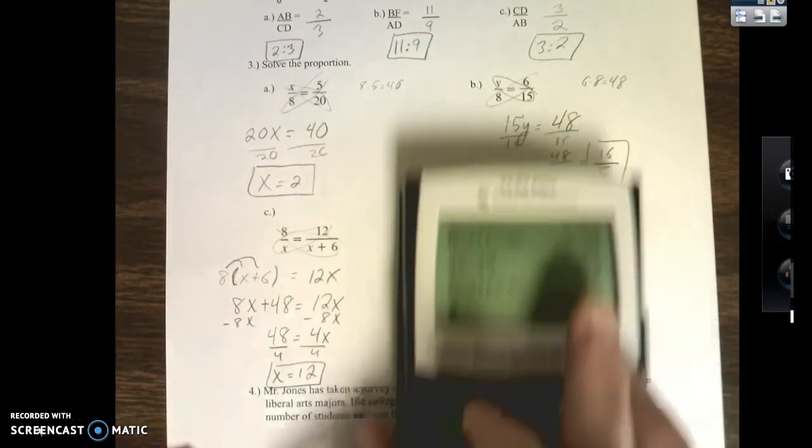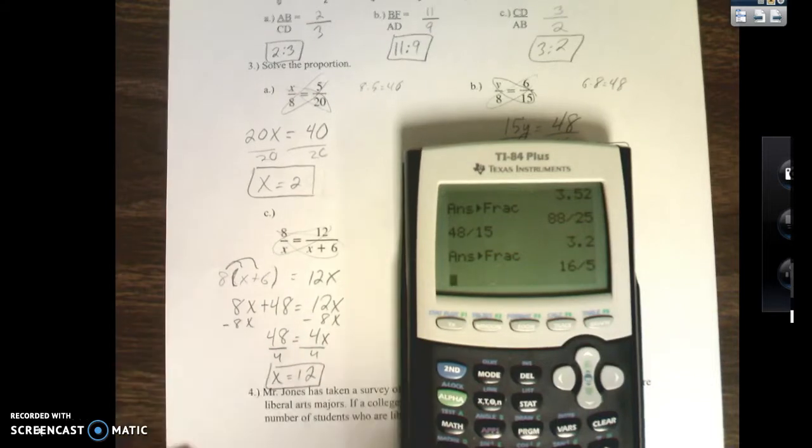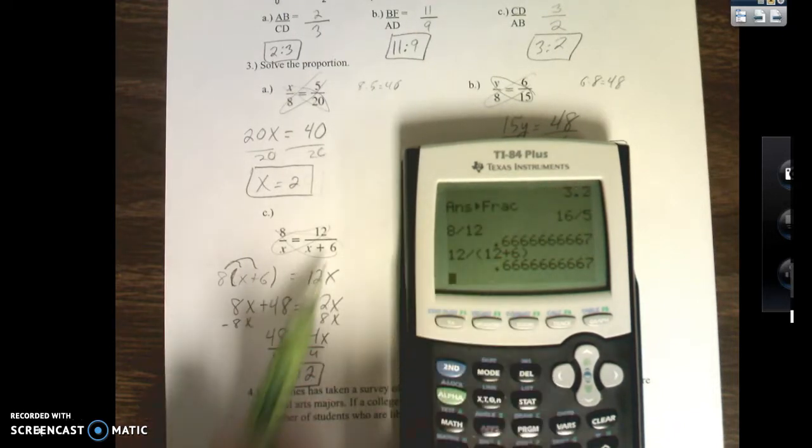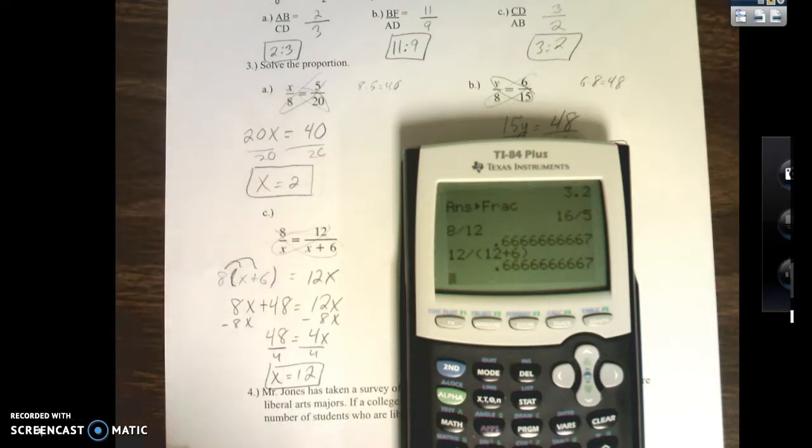If you guys are interested, okay, so for example, part C, if I do 8 divided by 12 on the left, I get 0.6 repeating. On the right, if I do 12 divided by parentheses, 12 plus 6, I get the same thing. Hey, what do you know? They're equal. I know I'm right. So it's a good way to check.